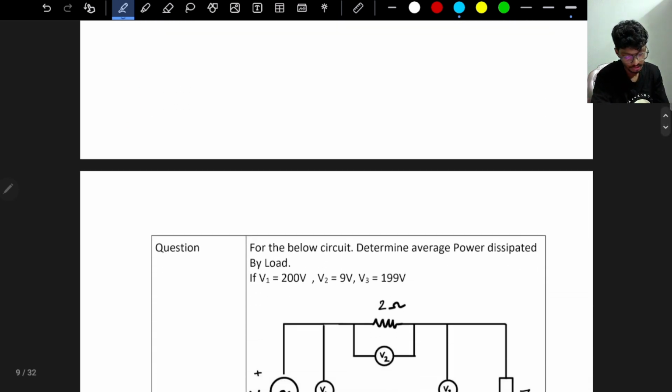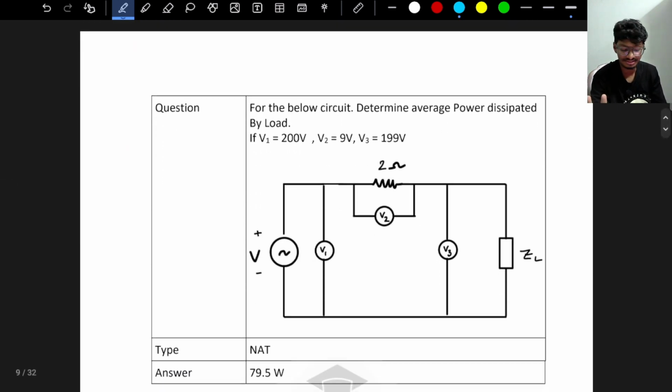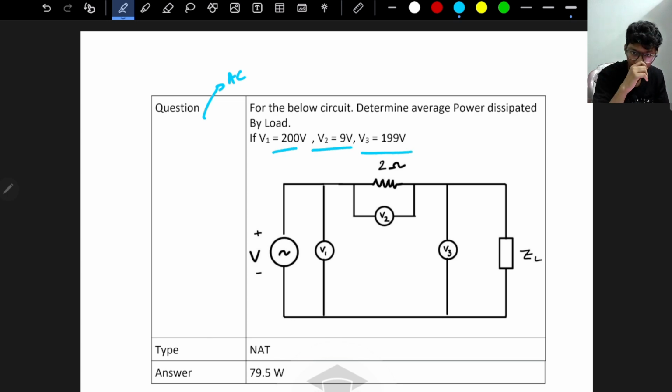Okay, let's move on to the next question. This question was good. This question was from AC. Here you have been given AC quantities. V3 is given as 199, V2 is given as 9, V1 is 200. You had to find the power dissipated by the load. How did you find it? First, you have to find the current through the load.